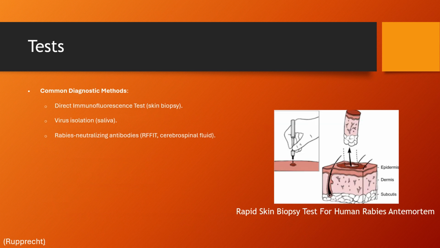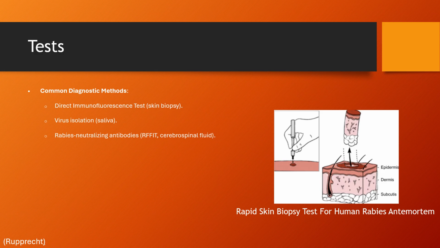There are 3 common laboratory methods that are used to diagnose rabies. Number 1, direct immunofluorescence tests. This is one of the fastest methods for diagnosing rabies antemortem. It is typically performed on a skin biopsy from the nape of the neck to detect the rabies antigen. It is the most sensitive and specific method, though results may be negative in the early stages of the disease.